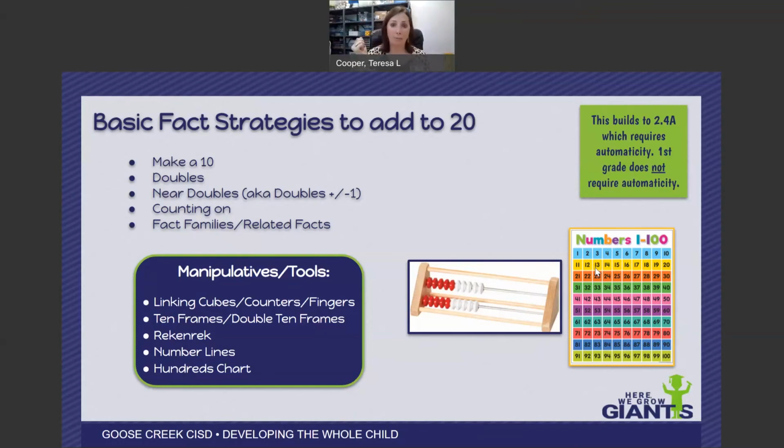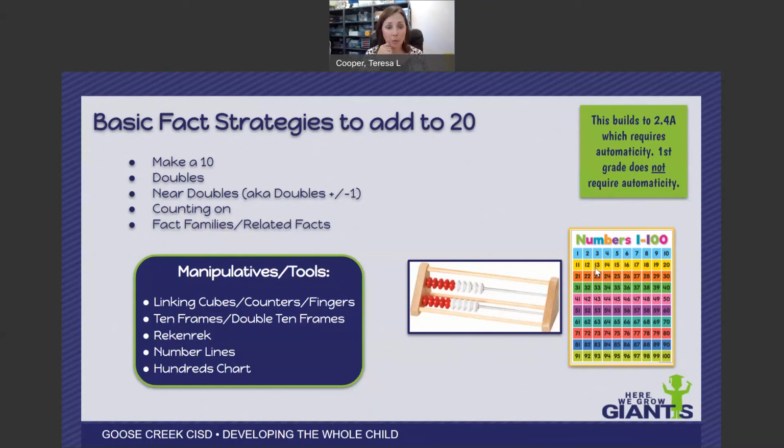Let's count on, if not. We don't want them to always start by counting from 1. So if I was doing 9 plus 4, I wouldn't want them to count up to 9 and then count on 4 more. I would want them to be able to start at 9 and count up. So we're working towards efficiency, and that's why these strategies are so important.